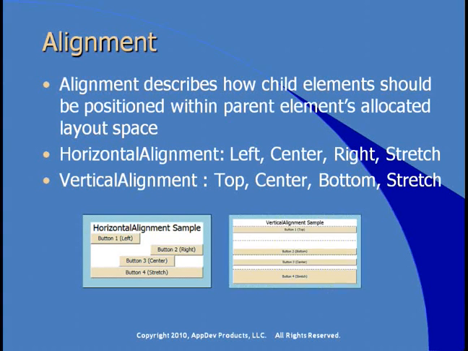Here are 4 examples of the vertical alignment. Button 1's on the top, button 2 is on the bottom, button 3 is in the center, and button 4 stretches, so it will stretch vertically to take up all of the available space.